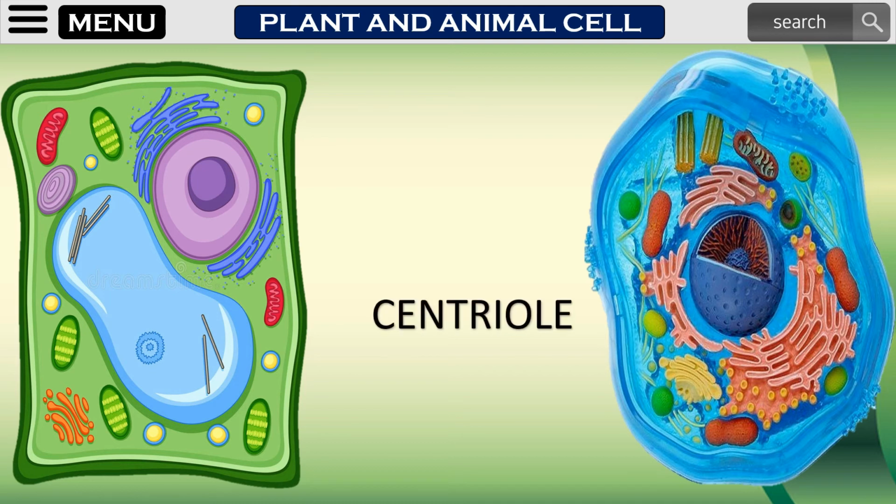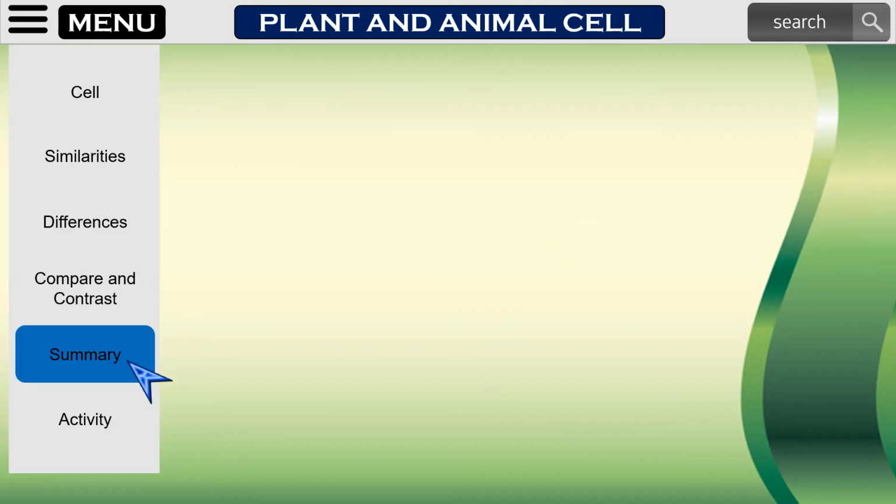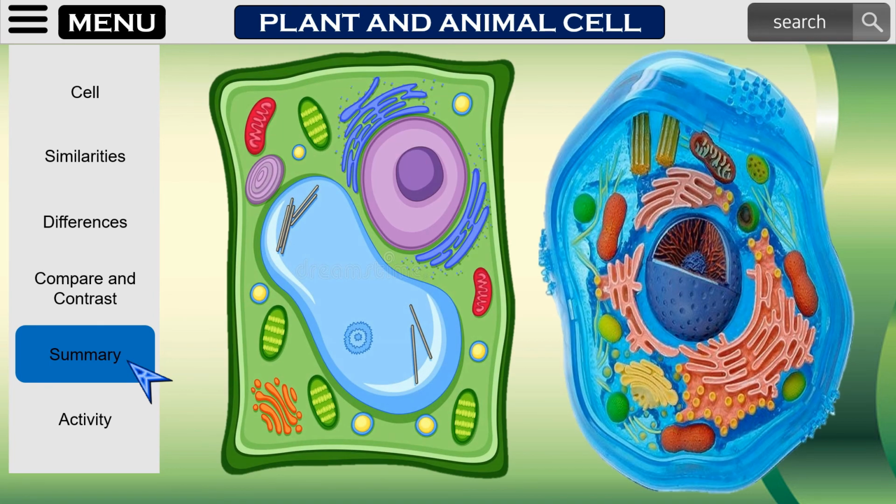Next are centrioles. Animal cells have centrioles, while plant cells do not. Centrioles play an important role in cell division. Cell division is important in animal cells because it enables the organism to produce new cells needed for the production of new organisms, growth, and maintenance. And that is the difference between animal cell and plant cell.